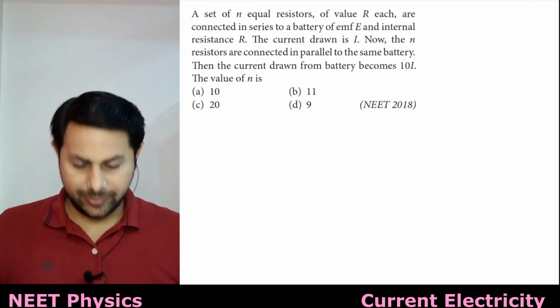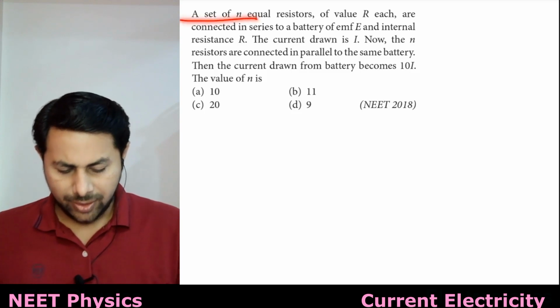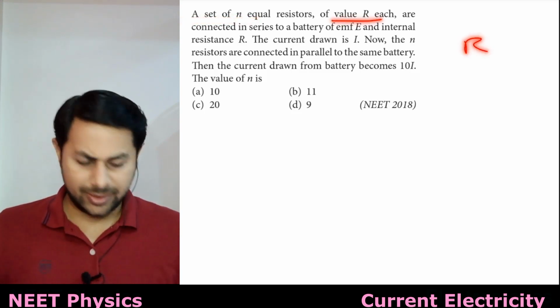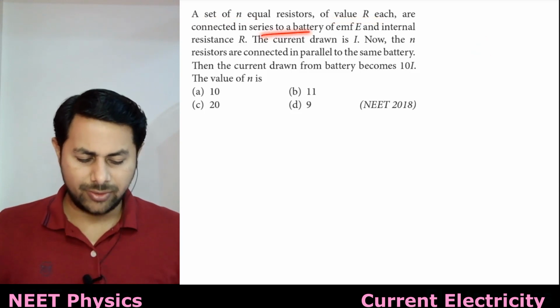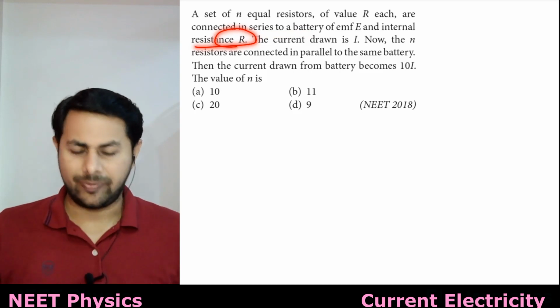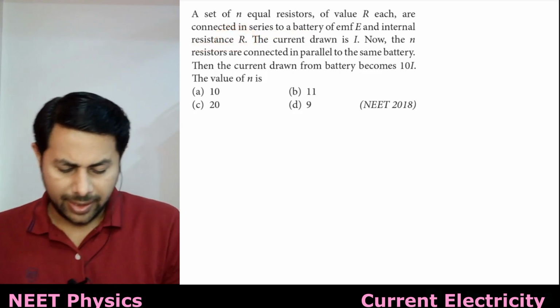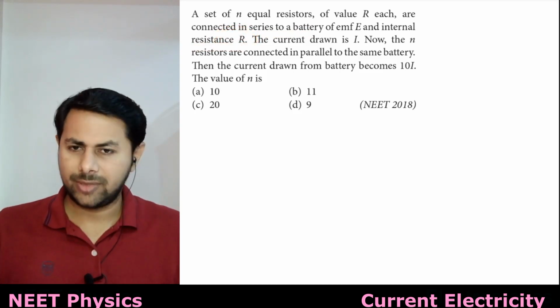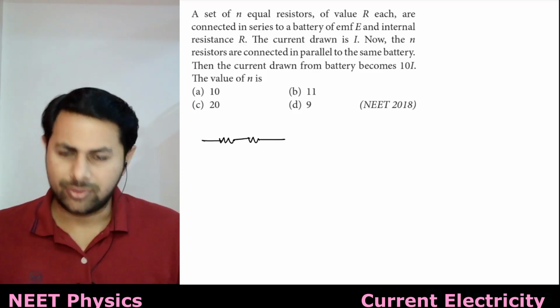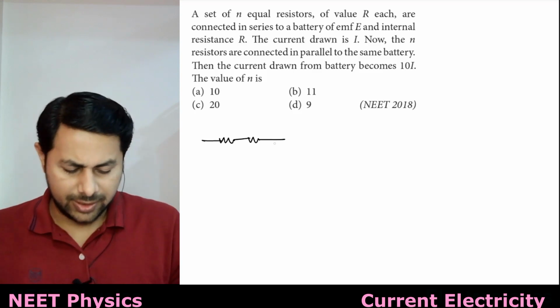Okay, let's see the next one. A set of n equal resistors of value r each are connected in series to a battery of EMF E and internal resistance R. So you connect n resistors in series, 1, 2, 3, and so on up to n, in series.